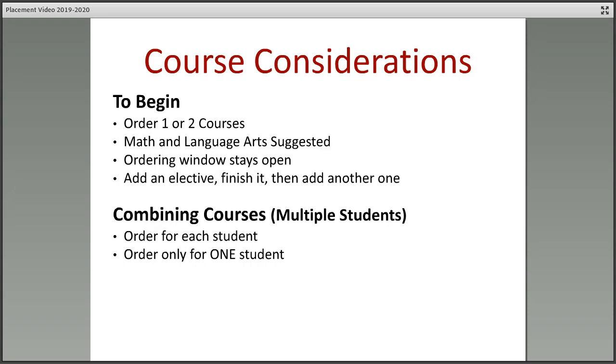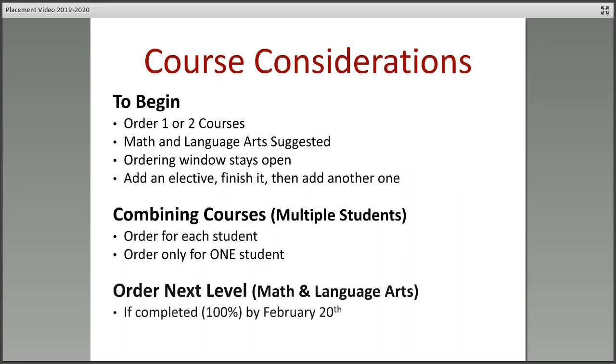You do have the option to order the next level of math and language arts in the same school year if your current courses are completed to 100% by February 20th. So if you have a 4th grader who is struggling with math and you order 3rd grade math and your goal is to move on to 4th grade, all you have to do is complete your 3rd grade math by February 20th and you can order the 4th grade math in the same school year. This applies to math and language arts only.